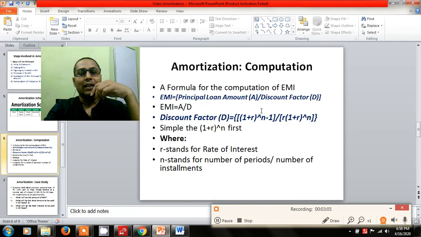Next, the formula applicable in computing the amortization is EMI equals A by D, where A is the part of the loan which is taken as the principal, and D is the discount factor. The discount factor is very simple to calculate as per the formula I have mentioned in my scheme.